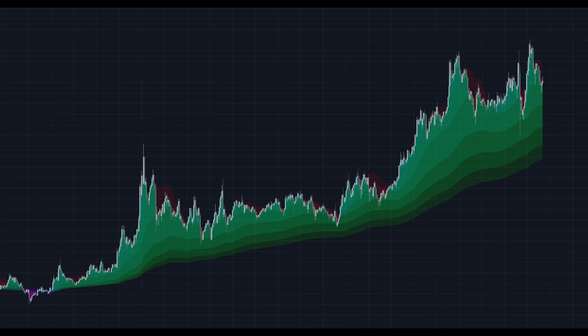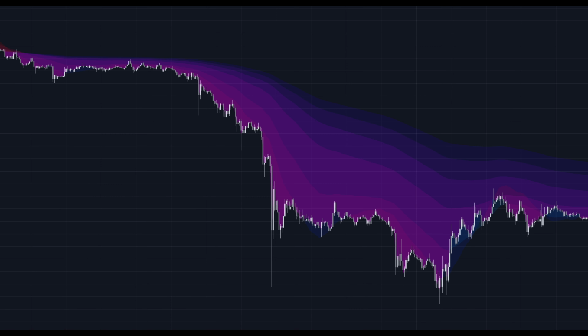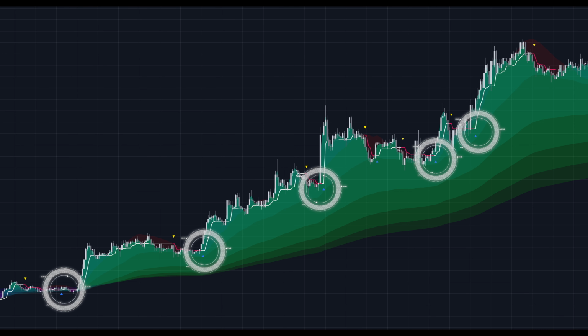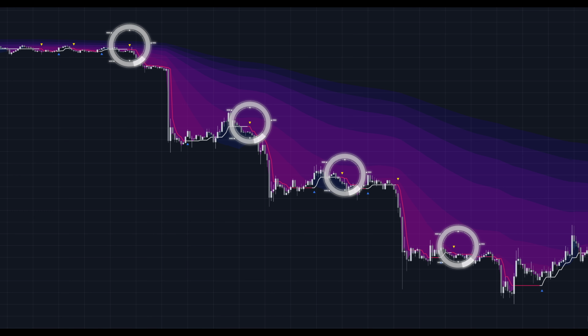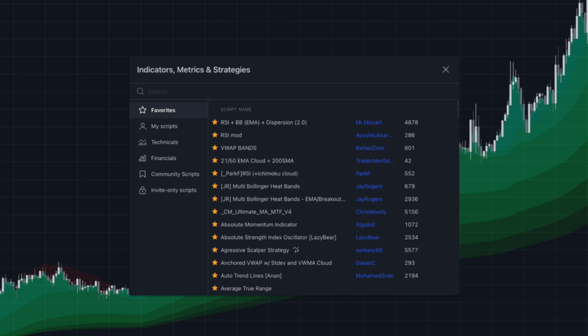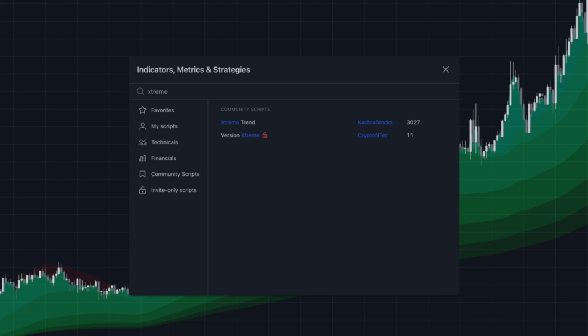So when the ribbon is green, it indicates an uptrend, and we will only consider taking long positions. In a downtrend, when it turns purple-pinkish, we will focus on short positions. As you can see, during a trending market, you can make excellent entries by following the signals provided by another indicator I'm introducing today called Extreme Trend by Kakrastox.